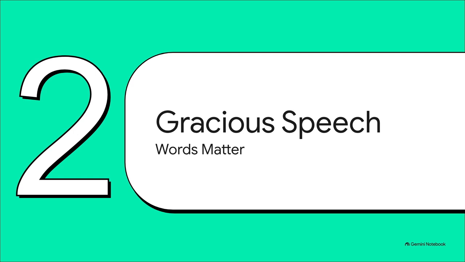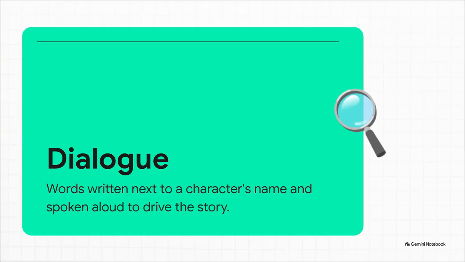Moving on to part 2, dialogue and gracious speech. Words matter. Let's put that first pillar right under the microscope. The real key here is understanding exactly what dialogue looks like mechanically on the page. In most scripts, dialogue is the text written directly next to a character's name, and it's meant to be spoken out loud. But you know, it's so much more than just talking.